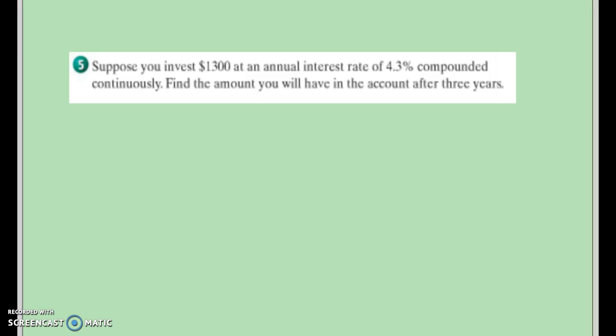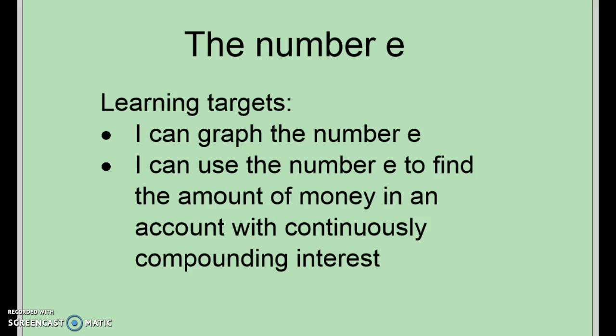Let's go back and look at our learning targets and see if we can do those. I can graph the number e. We used our calculator for this one, or we can just plug in points for x just like we've done before. And I can use the number e to find the amount of money in an account with continuously compounding interest. This is where a lot of your homework is going to be. So make sure you check your calendar for the specific skills that you need to do in Khan and the numbers that you need to do in the homework.